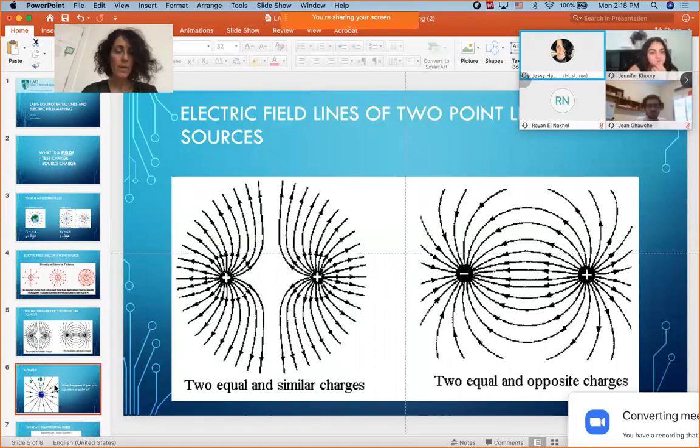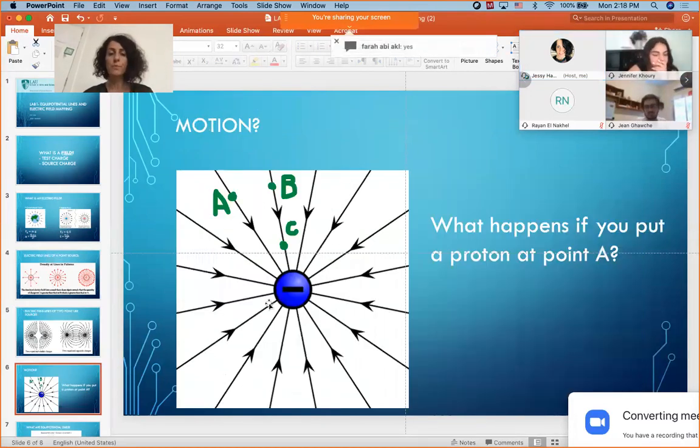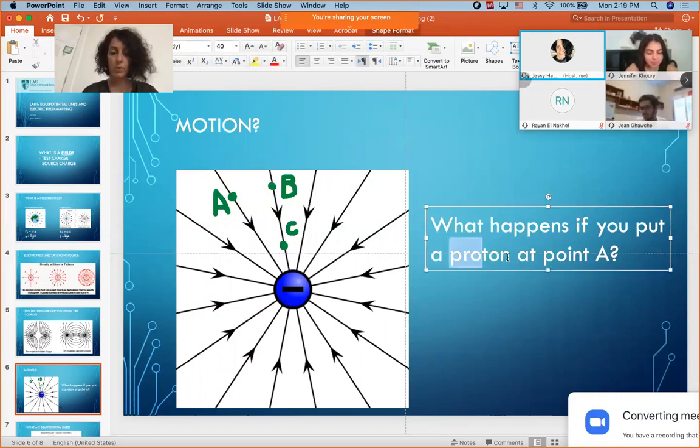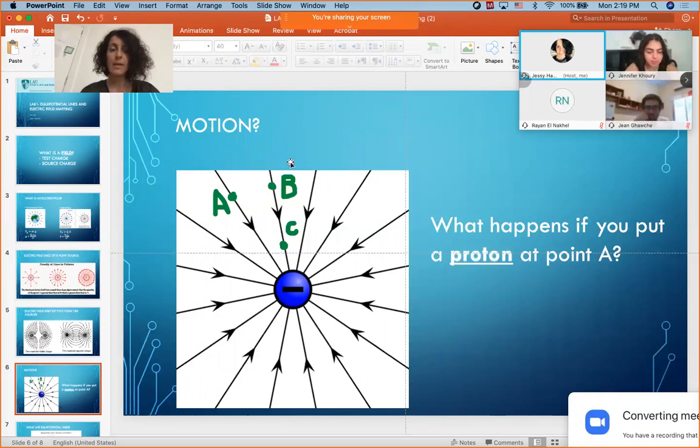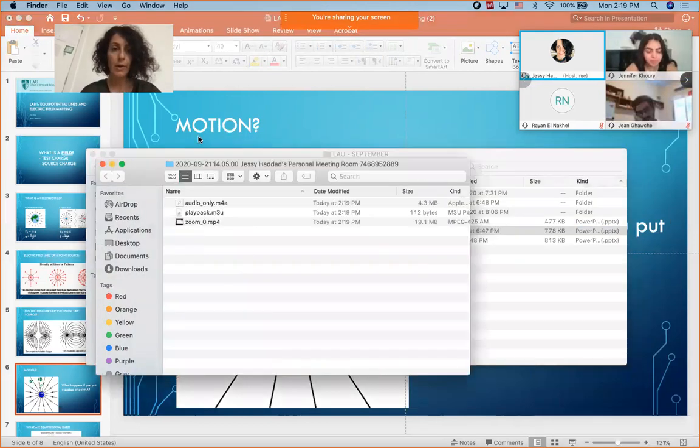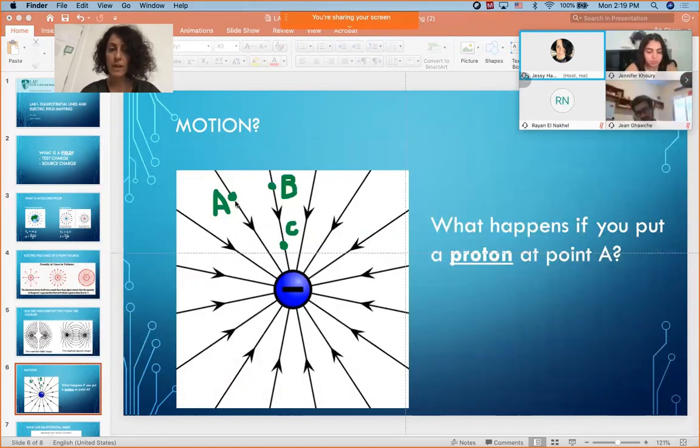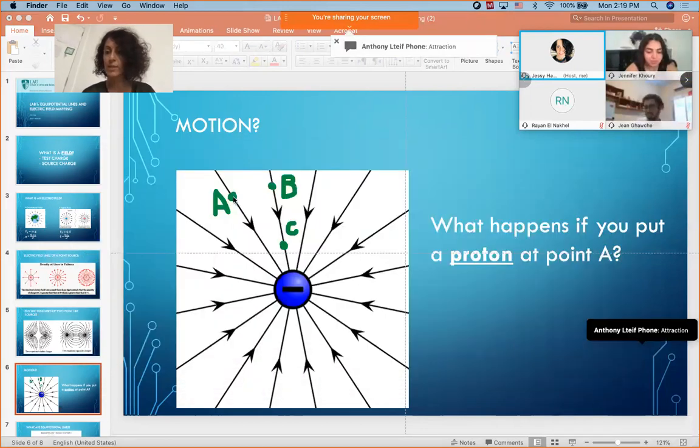Yes? All right. In this case, I'm going to show you the case where you have a negative source. It's a source that is negative. It could be an ion like SO4 2 minus. And let's say I put very close to it a proton at point A. What happens to my proton? And by happens, I'm discussing the motion of it. So what happens to my proton if I place it at point A?